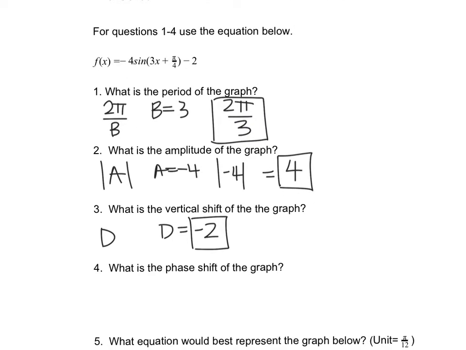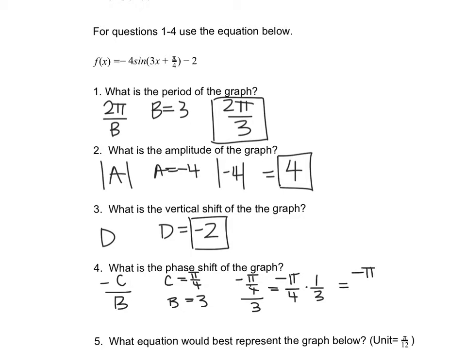And lastly, we want to know what the phase shift of the graph is. And the phase shift is -c over b. So in this case, c is pi over 4. And as we previously know, b is 3. So we're going to get -pi over 4 over 3. Which we want to simplify, and we can rewrite it as -pi over 4 times 1/3, which is -pi over 12. So our phase shift is -pi over 12.